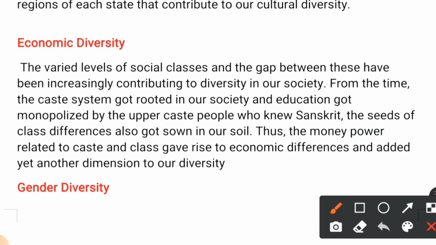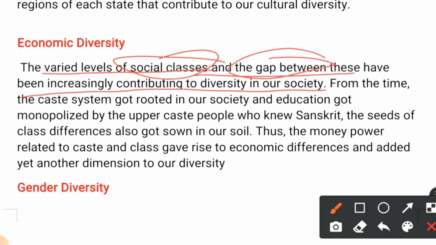Let's see what it says. The varied levels of social classes, and the gap between these, have been increasingly contributing to the diversity of our society. So there is a gap between people, between the social classes. Now, what kind of gap is it? It is on the basis of their financial status.